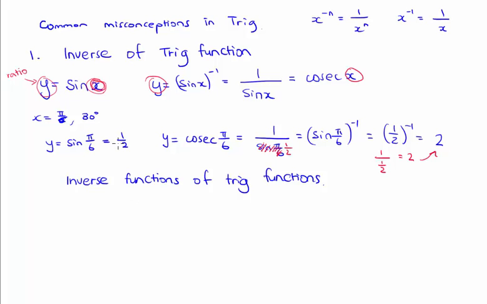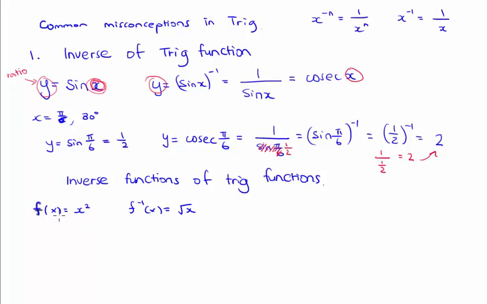All right, so what's the difference between this one, the inverse of trig functions, and inverse functions of trig functions? First of all, you need to understand this, okay? So if f of x is equal to x squared, what is the inverse function of f of x? Well, the answer is square root of x.